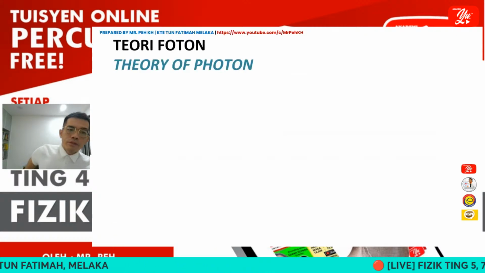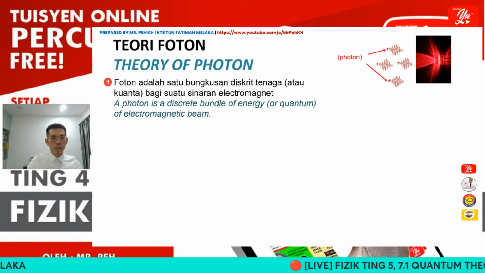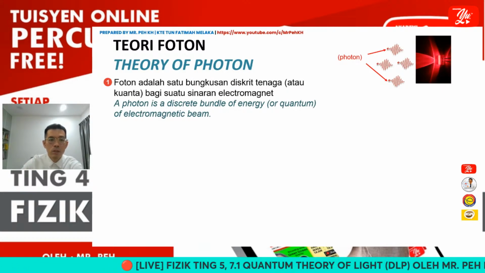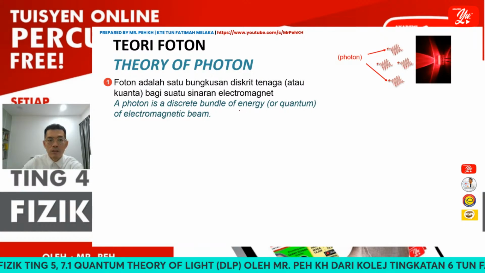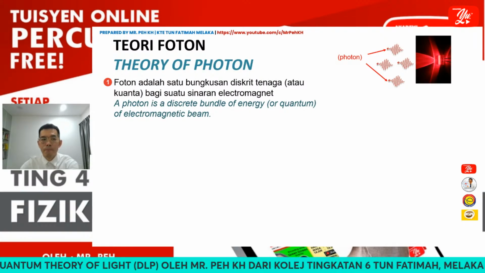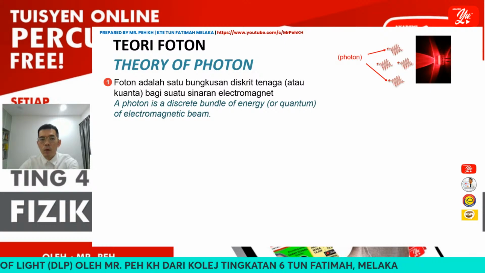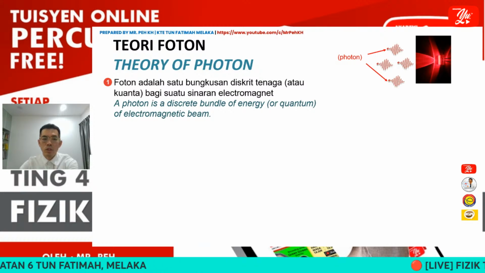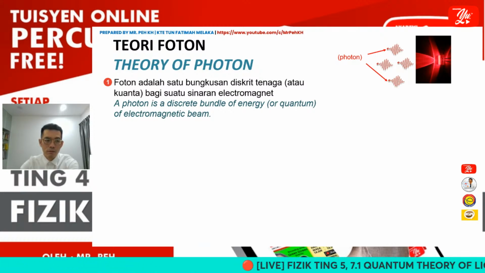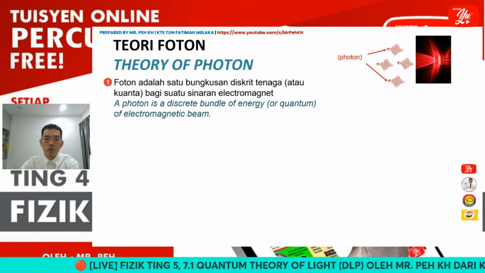Okay, so here the photon theory is like this. A photon is a discrete bundle of energy, or quantum, of the electromagnetic beam. Actually, this is quite similar to the Planck quantum theory we explained just now. The discrete bundle of energy we know as quantum energy. So the photon is actually quantum energy.